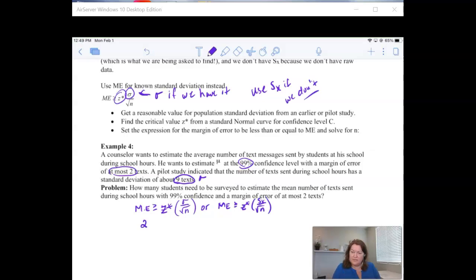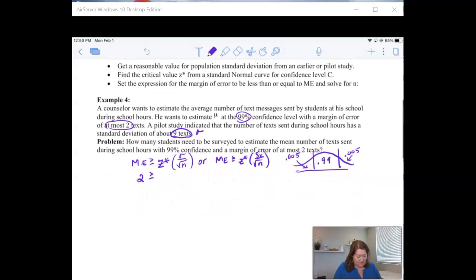We want it to be within 2 texts. Okay, we're going to go find z star. Again, we're looking at a 99% confidence interval. That leaves me 1% to split, so that is 0.005, 0.005. And I can't do an inverse t if I don't know the degrees of freedom, and that's what they're asking me to solve. So I'm going to do inverse norm. If I don't want to do a sign change for the z star, I'm going to add together 0.99 and 0.005 and do 0.995. It's going to give me a z star score in my calculator. When I do that, I get 2.576. So that's going to be my next number, 2.576.